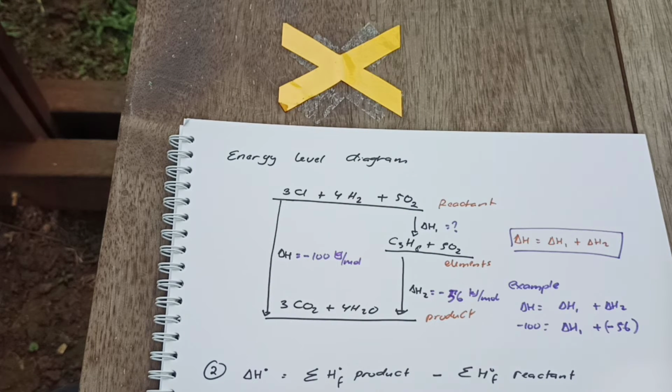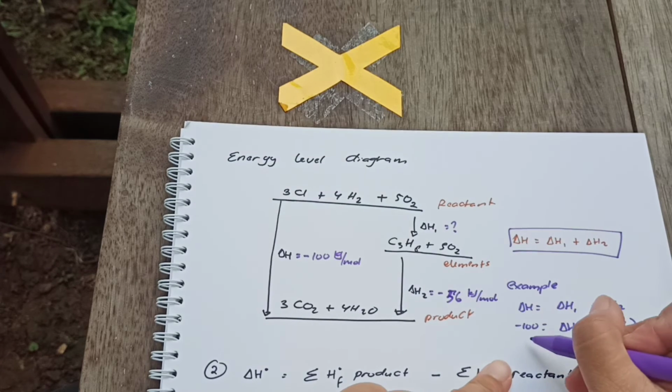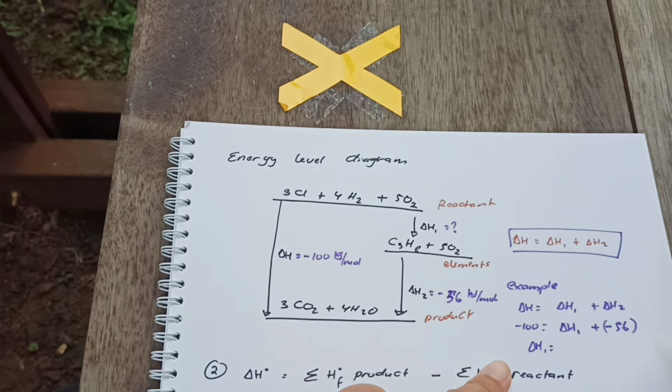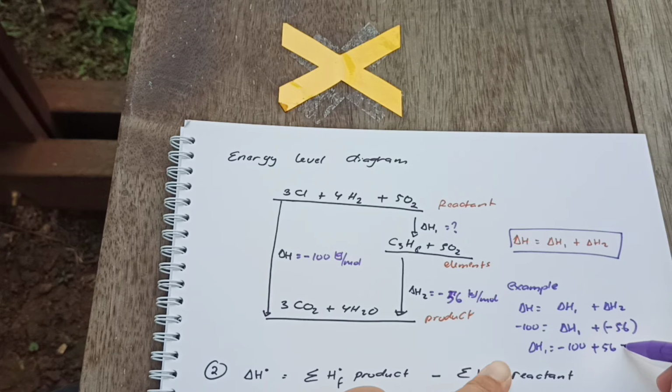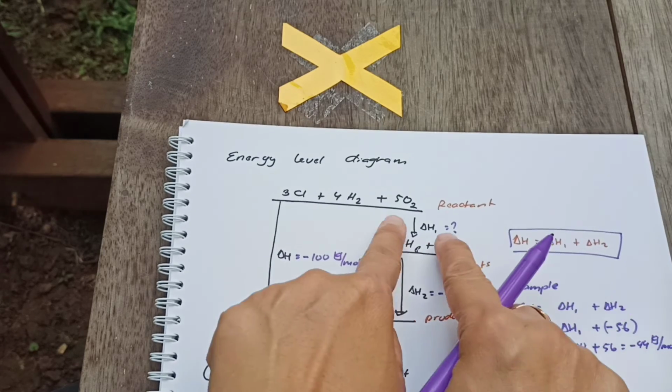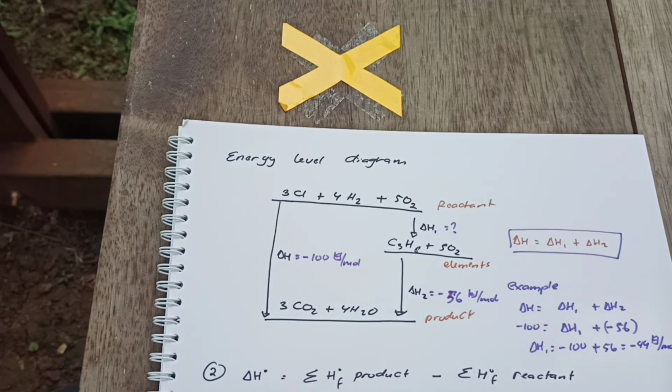Unless the arrow is reversed, then you have to change that. If not, then you just follow the given enthalpy. Now delta H1 will be minus 100, and when minus 56 moves to the other side it becomes plus 56. So you will have minus 44 kilojoule per mole. That one goes here. Okay, that is the energy level diagram or cycle.